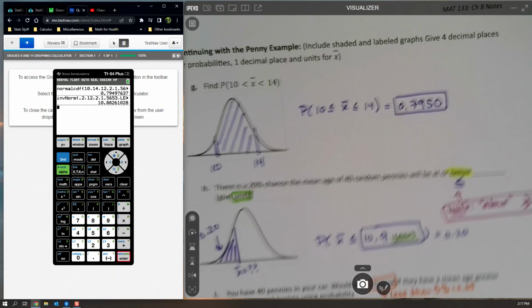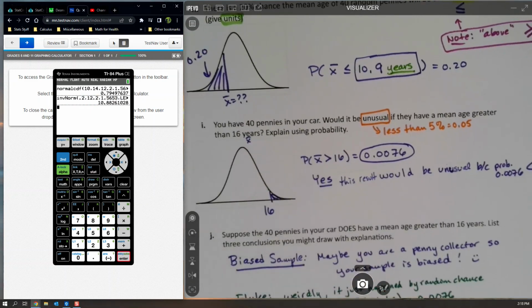All right, and then down here for this one, we want to go greater than 16. So we actually want to do normal CDF again because we want the probability. So we would say 16 is on the left-hand edge of what we shaded. 1E, which is above your comma, 99 is standing for infinity. And then we would say 12.2 and 1.5653. Enter. And there you have it.